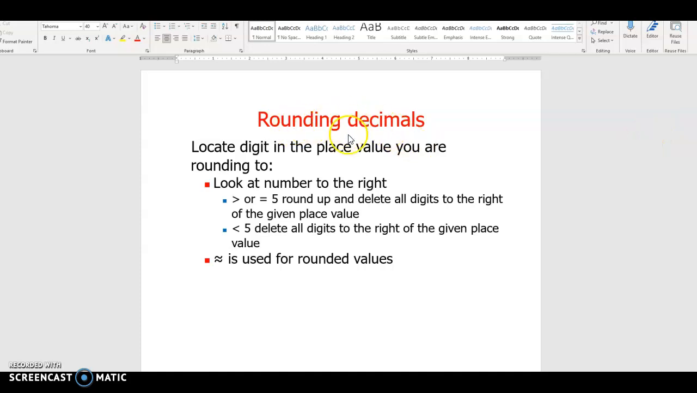So when you're rounding decimals, this is the set of rules. Locate the digit in the place value you're rounding to. Look at the number to the right. If it's greater than or equal to 5, you round up and delete all digits to the right of the given place value. If it's less than 5, delete all digits to the right of the given place value. And this is the little symbol that's used for rounded values.